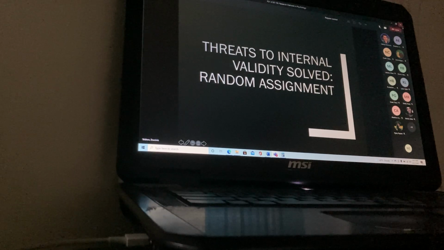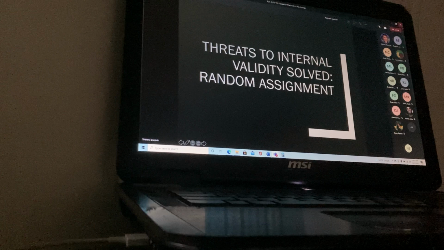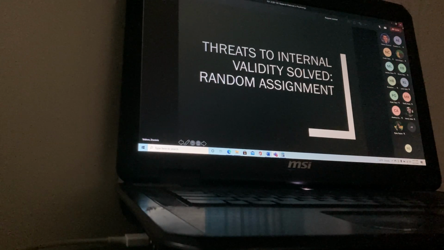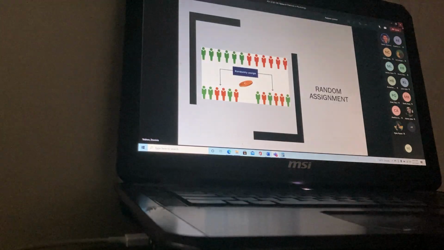Now, there are still threats to internal validity when we're doing experimental designs. That should be clear that we're always thinking about that. But random assignment is one of the single best ways to account for this. And I know we've discussed random assignment before, but this is really where the rubber meets the road, because we definitely want to be using this in experimental designs.